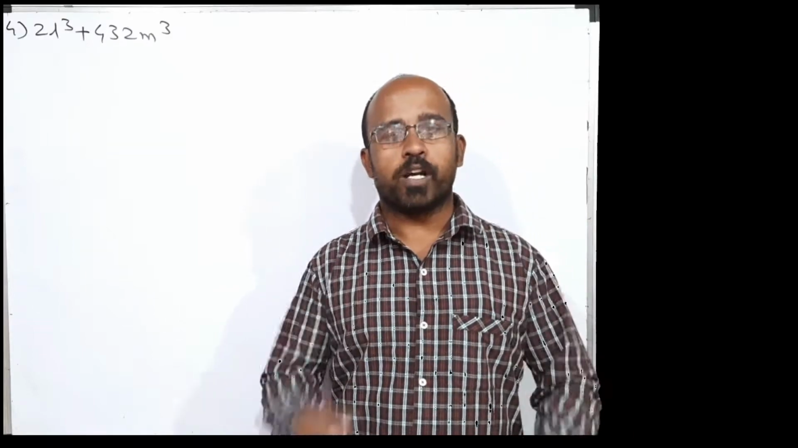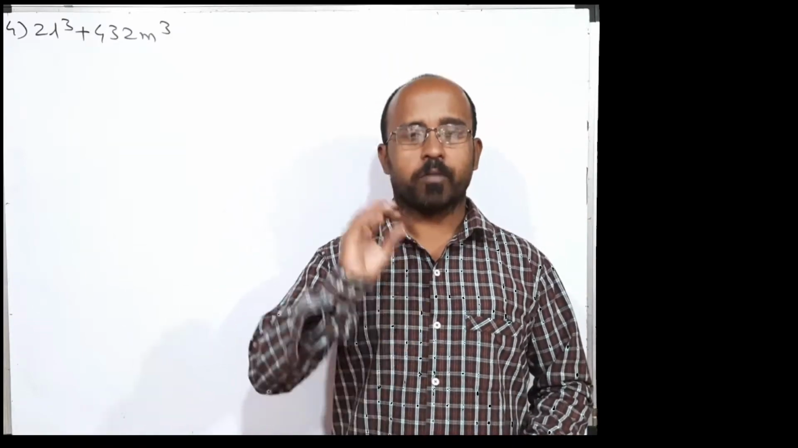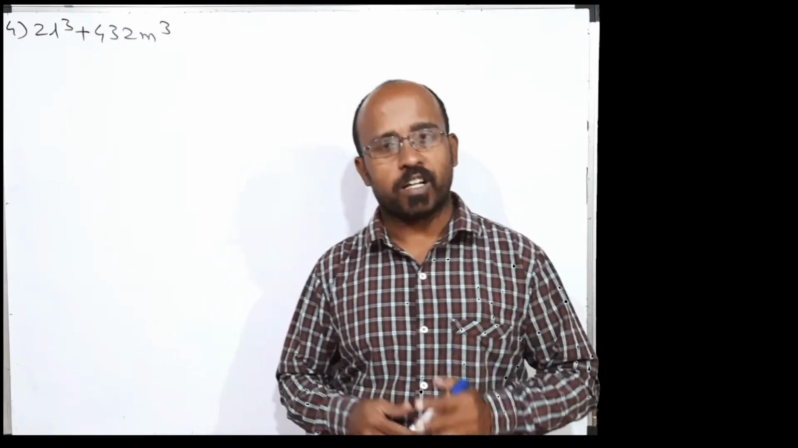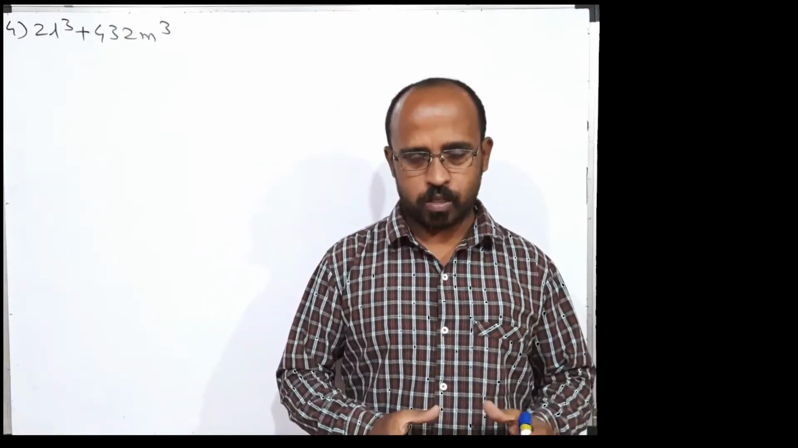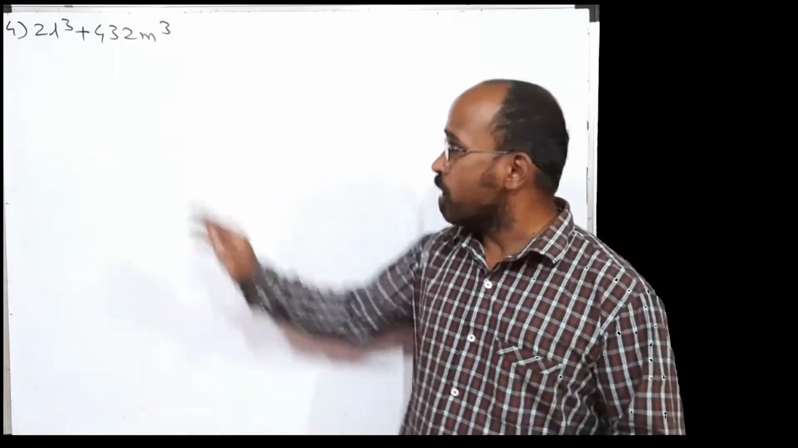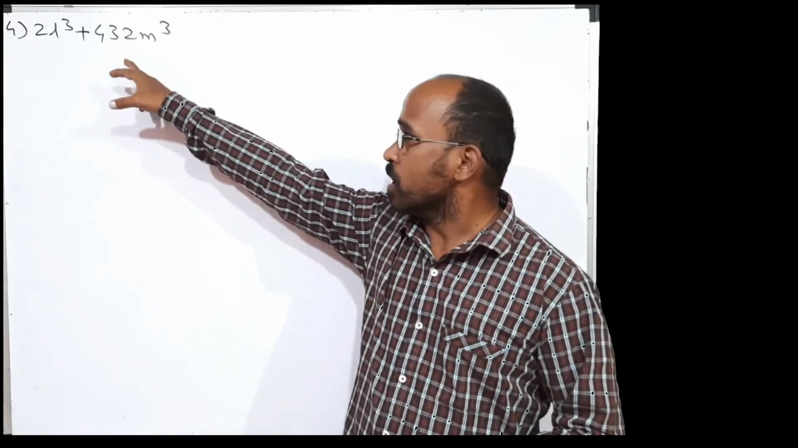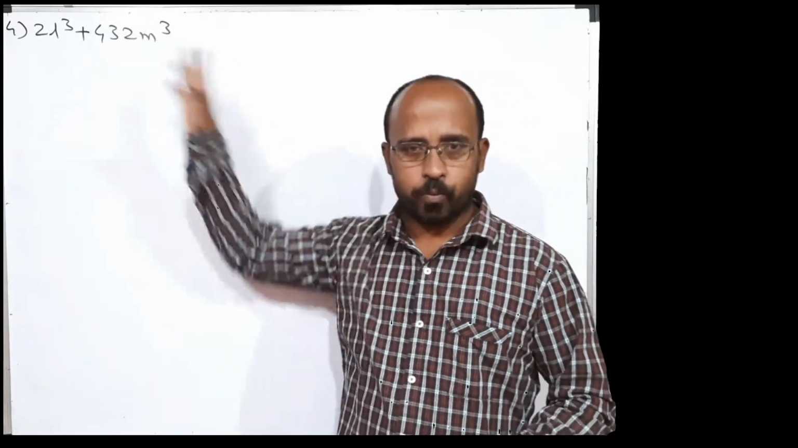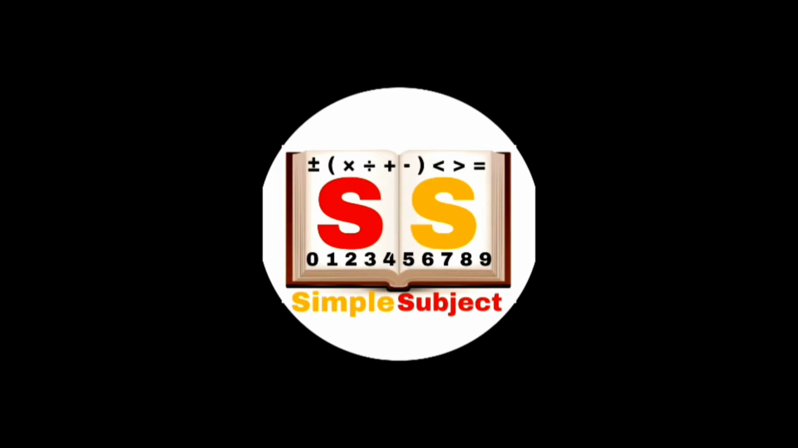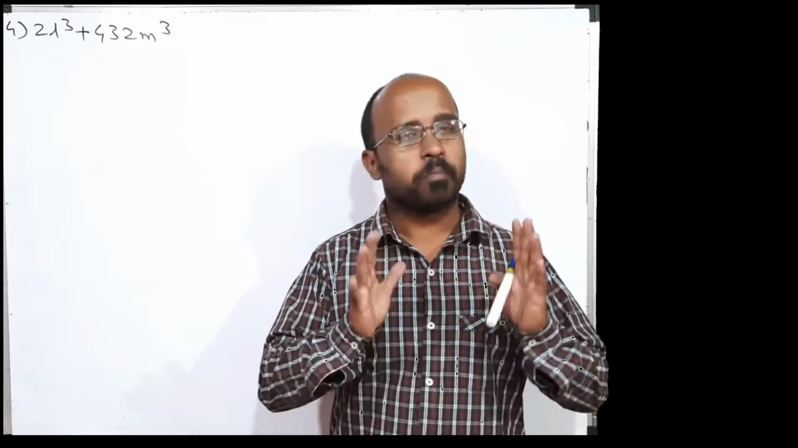Friends, in this video we are going to solve question number 4, 5, 6 of practice set 6.2, lesson factorization of algebraic expressions, of standard 8 of Maharashtra State Board. So let's go. First question is 2l cube plus 432 m cube. We can use the formula of a cube plus b cube.